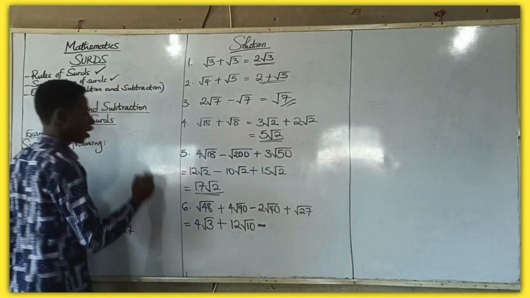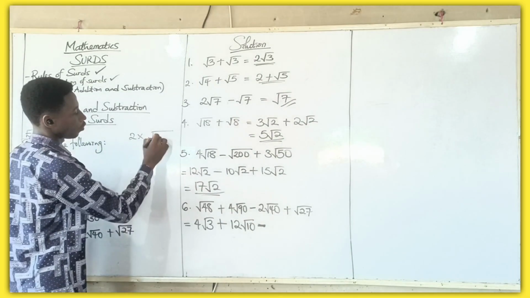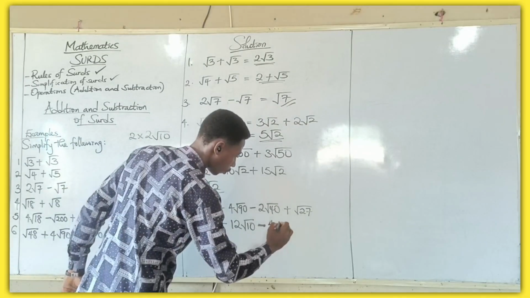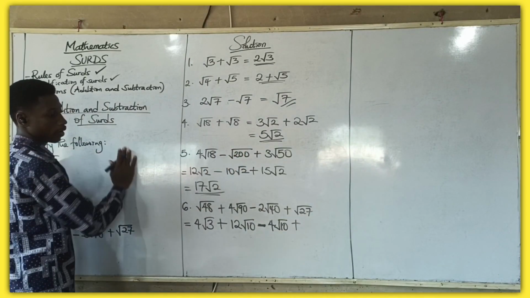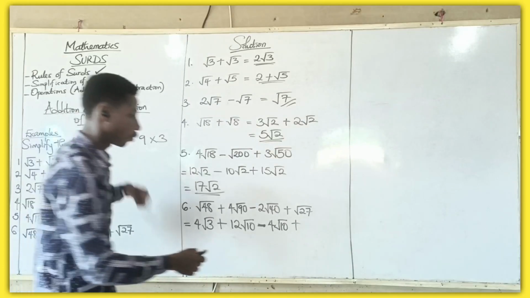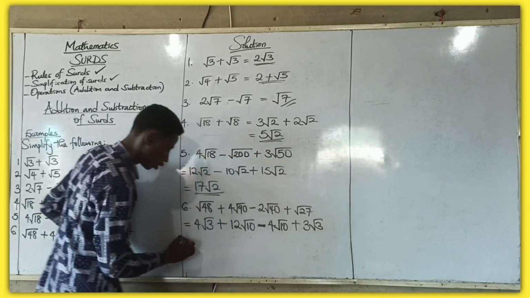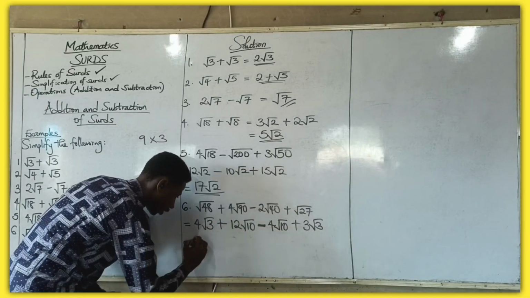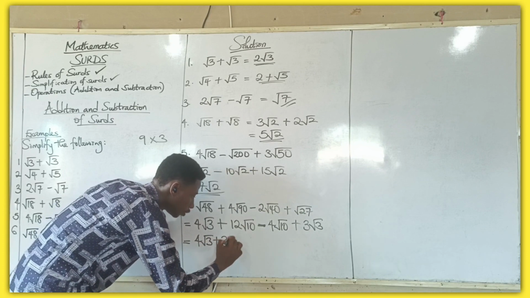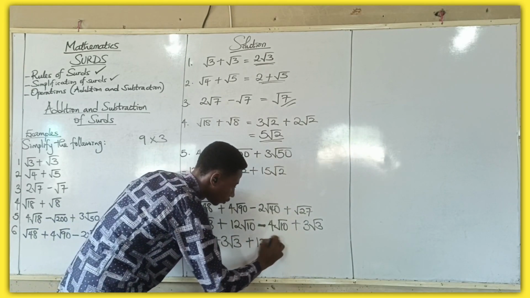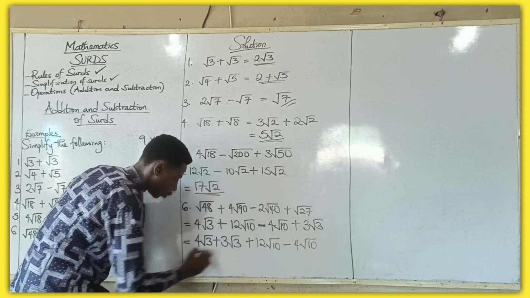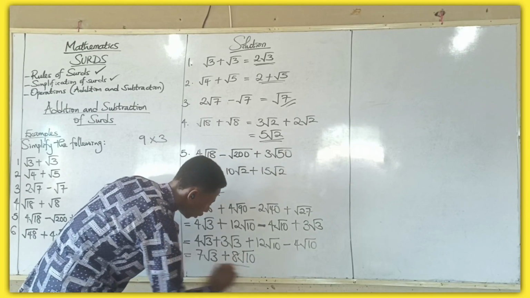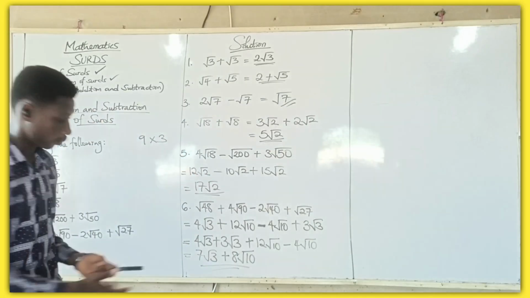Minus, for this one, what we have here is 2 times √4 times 10. Square root of 4 is 2, so we have 2√10. 2 times 2 is 4, so we have 4√10 here. Plus √27. 27 is 9 times 3, and square root of 9 is 3. So that we'll have 3√3. So if you look at it, these two have the same surds. These two have the same surds. So we can add them. 4√3 plus 3√3, plus 12√10 minus 4√10. This plus this is 7√3, and plus 12 minus 4 is plus 8√10. That is our final answer. We cannot simplify further.